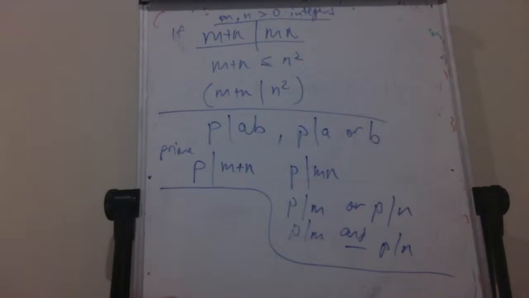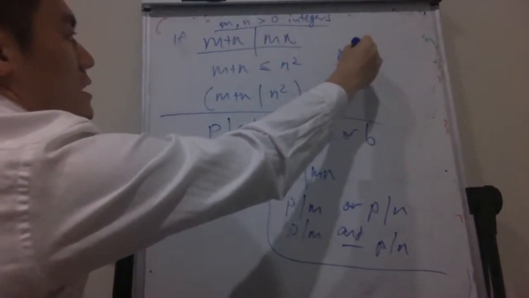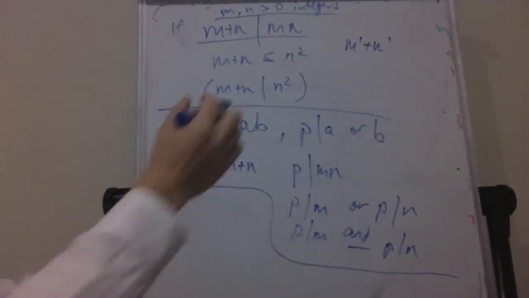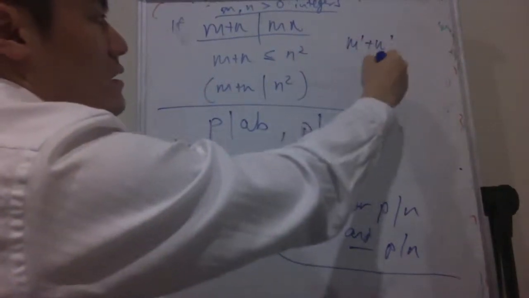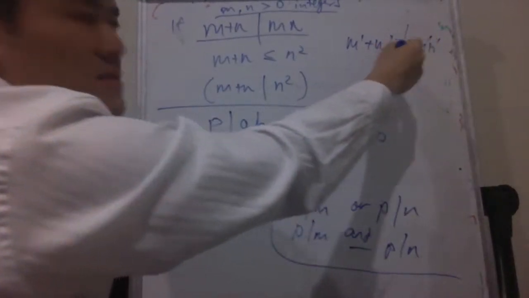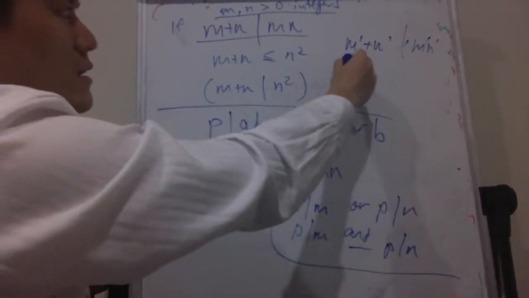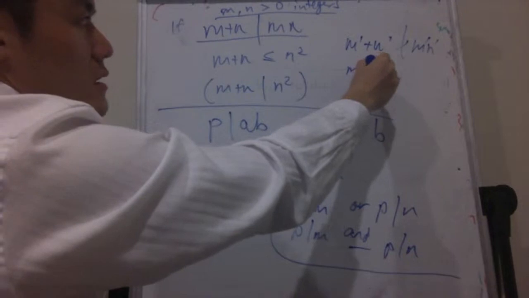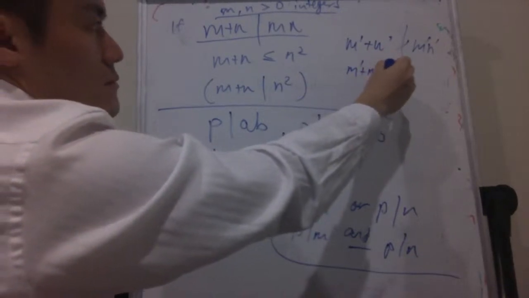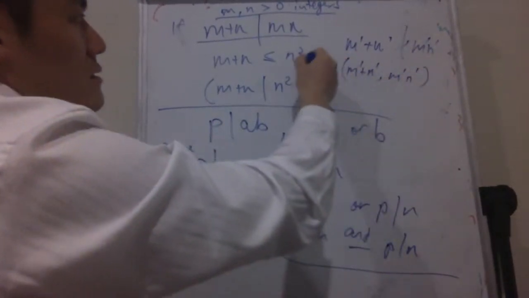Yeah. And then you just times that by M and N. So you take M prime plus N prime, yeah? And the question is, does it divide M prime, N prime? If the answer is no, then you look at how they differ. So M prime plus N prime, and the GCD of M prime and N prime. Whatever that is, let's call that D.